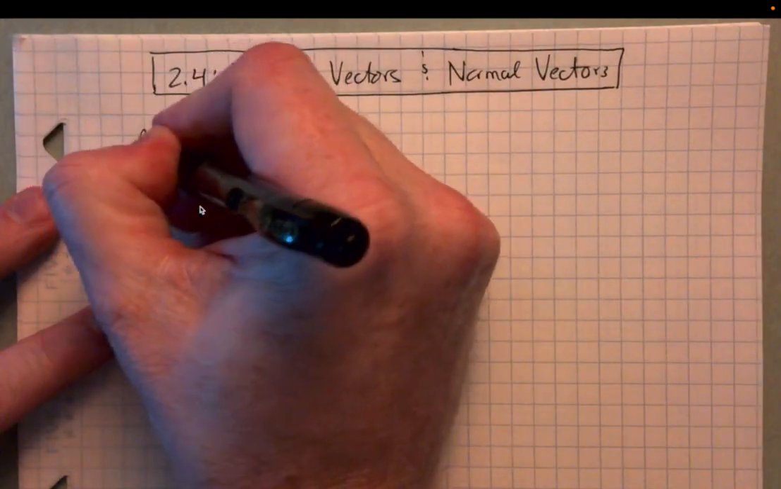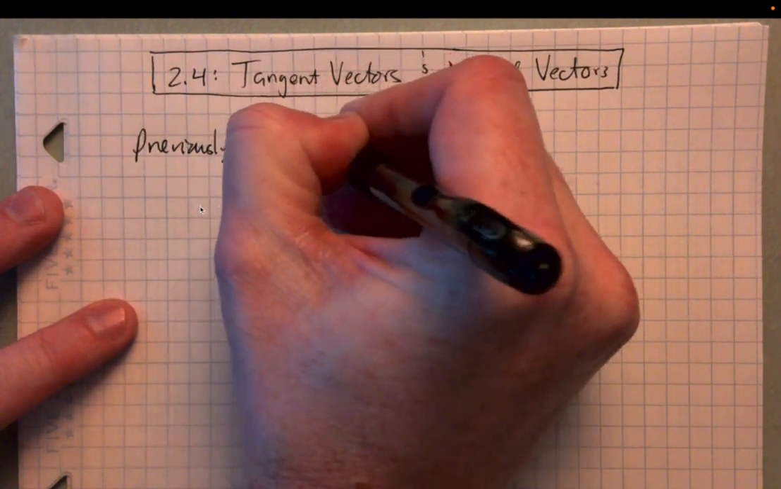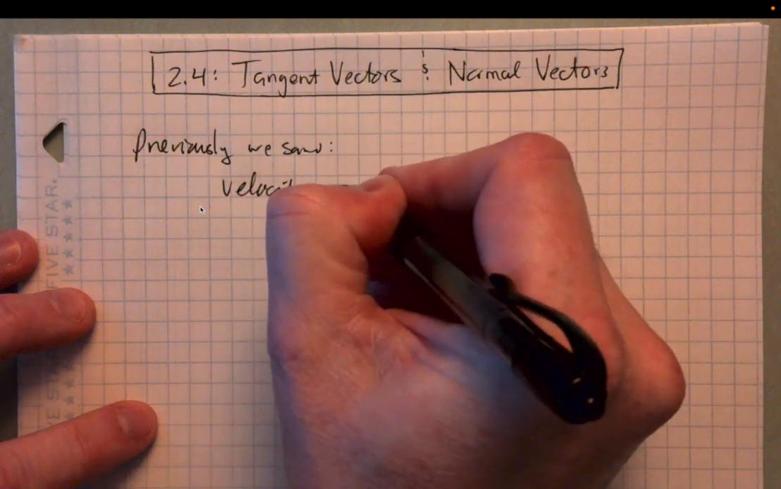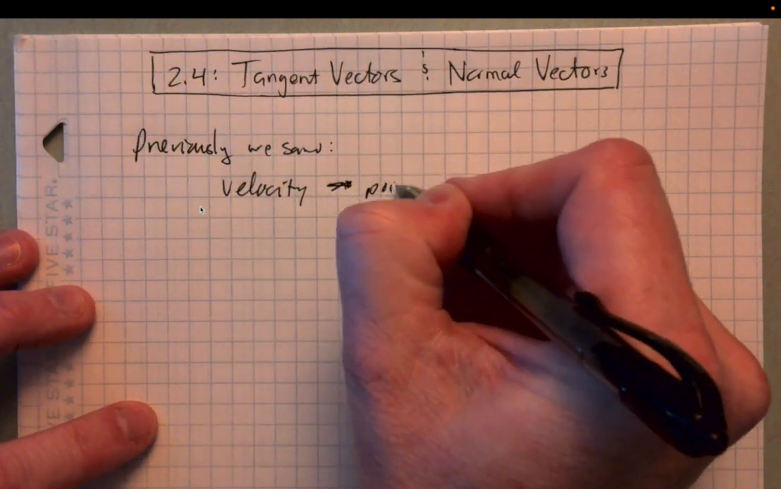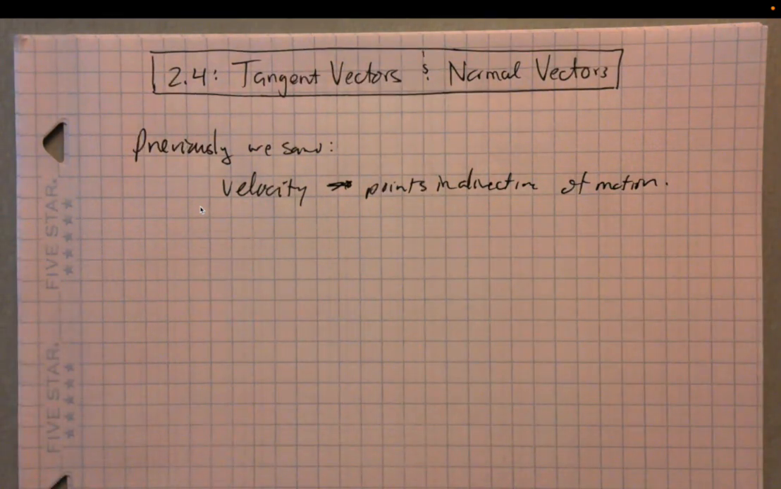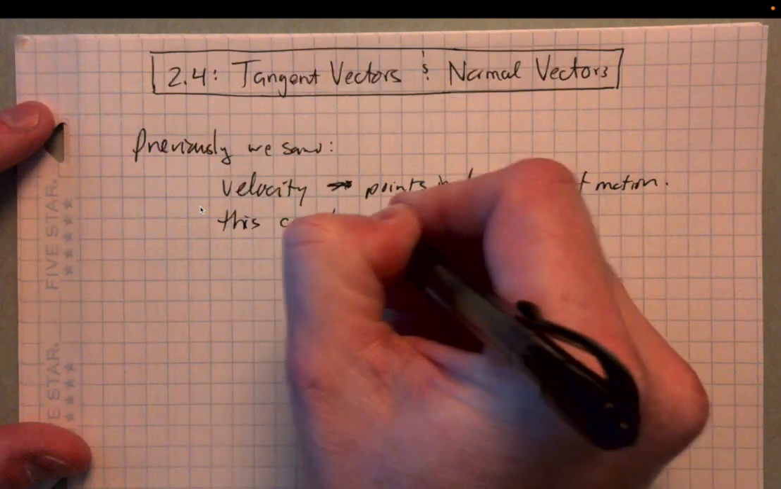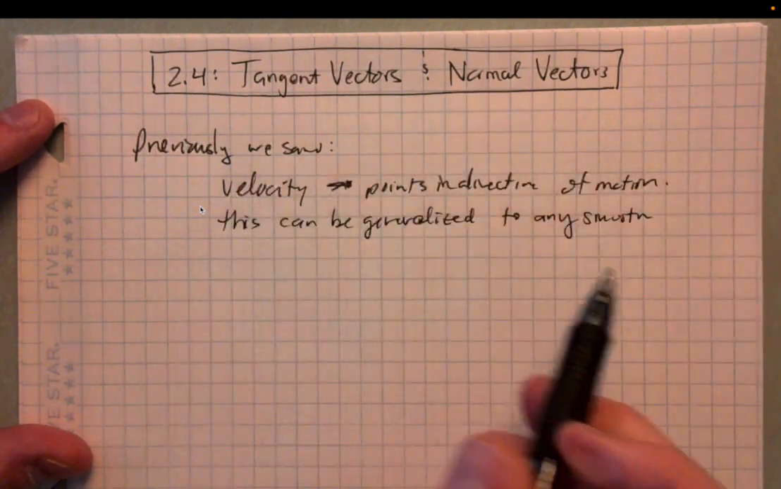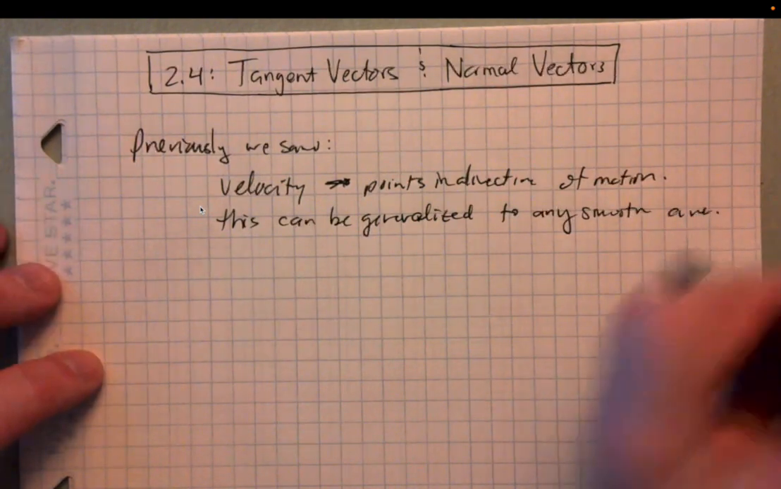Previously we saw that velocity tends to point in the direction of motion. That's an idea out of physics, specifically. But this idea can be generalized to basically any smooth curve, and not just a curve parameterized by time. And that's kind of what we mean by a tangent vector. So let's jump into that.